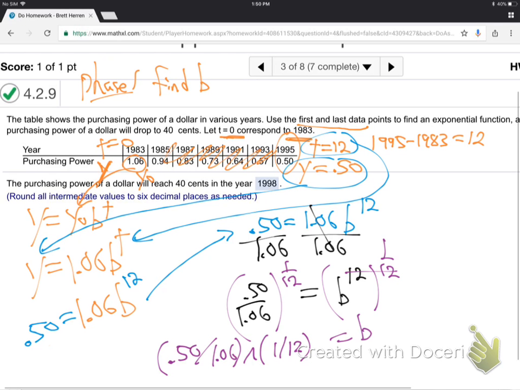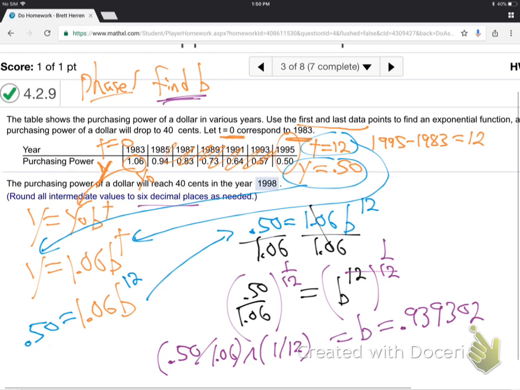So get your b. I'm getting the b to be 0.939302. Six decimal places, like they said right here. We all good? So that's phase 1. Phase 1 is always find b. We're almost done, that means. That's the major piece of the work, is getting the b. So we got our b.